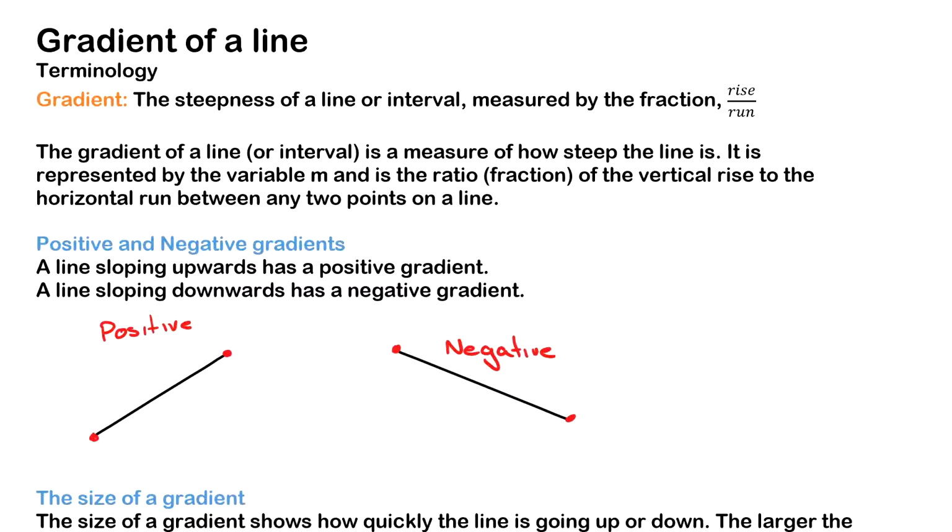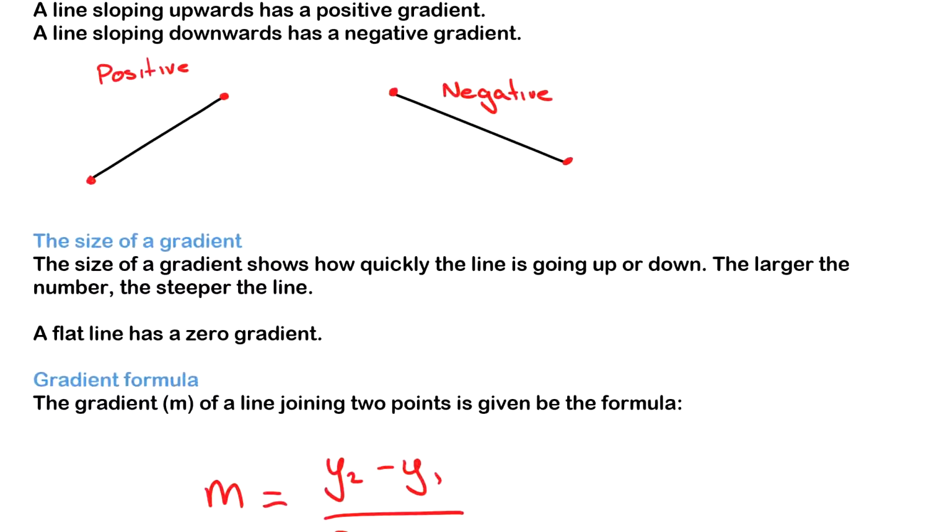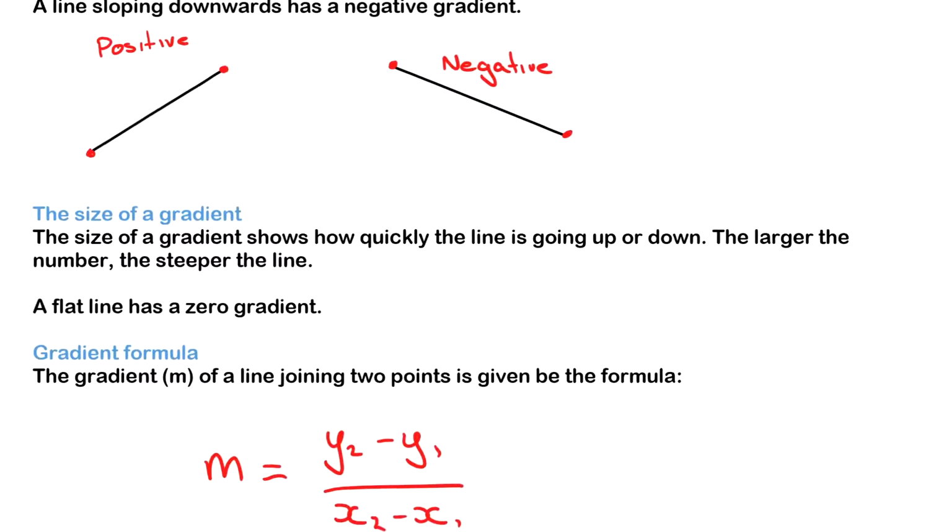Gradients can be positive or negative. A line sloping upwards has a positive gradient from bottom left to top right. A line sloping downwards has a negative gradient from top left to bottom right. The size of a gradient shows how quickly the line is going up or down. The larger the number, the steeper the line. A flat line has a zero gradient.